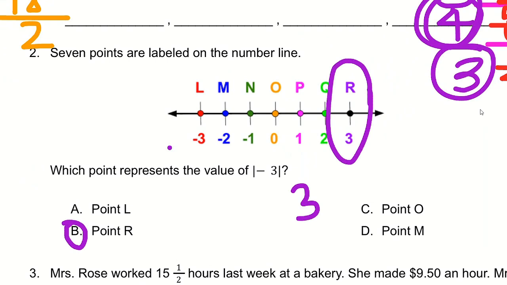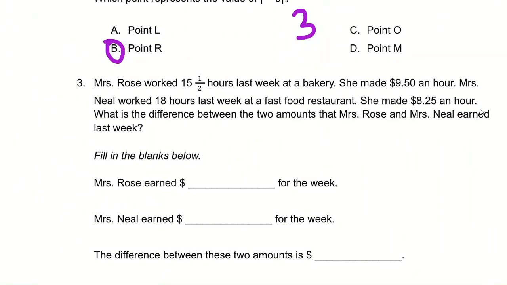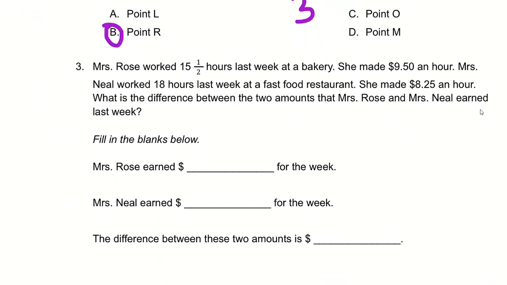Okay, next number. Let's see. Little finger. Scroll. Good job. Okay, and then 10. Miss Rose worked 15.5 hours last week at a bakery. She made $9.50 an hour. Miss Neal worked 18 hours last week at a fast food restaurant. She made $8.25 an hour. What is the difference between the two amounts that Miss Rose and Miss Neal earned last week?